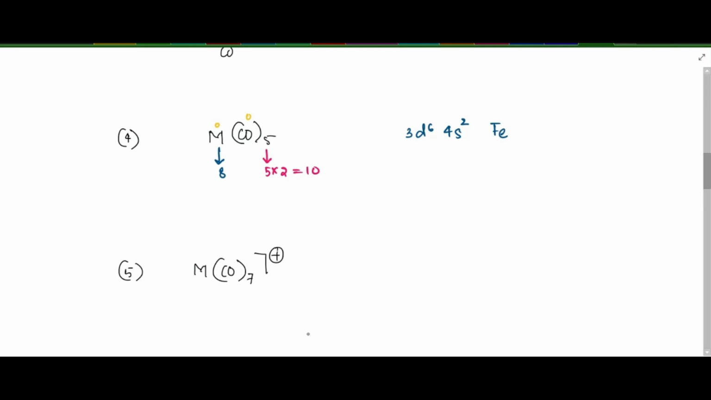Yes, so the next one is you have 7 carbonyls, 7 into 2, 14. And here there is a plus. Plus means one electron has gone from this system. So 14 minus 1, that is 13. So in order to have the 18 electron rule, the metal should have 5 electrons, which means it should be 3d3 4s2, which is vanadium. What is the oxidation state of vanadium over here?